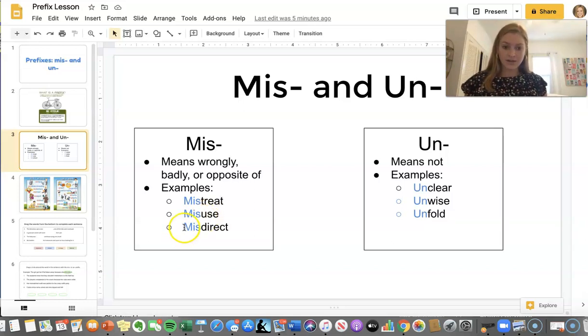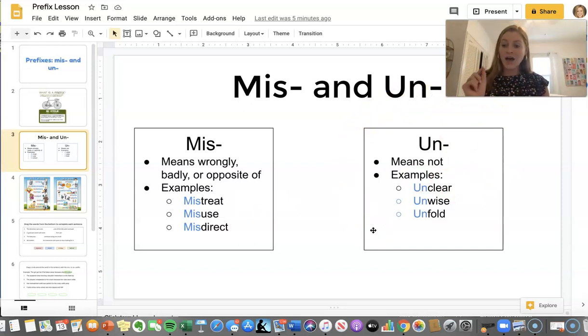And the last word we have is misdirect. So if you are misdirected, that means you are directed wrongly. So if you're out on the street and you're misdirected, you might go left instead of right because you were directed wrongly. And now we have the prefix un.